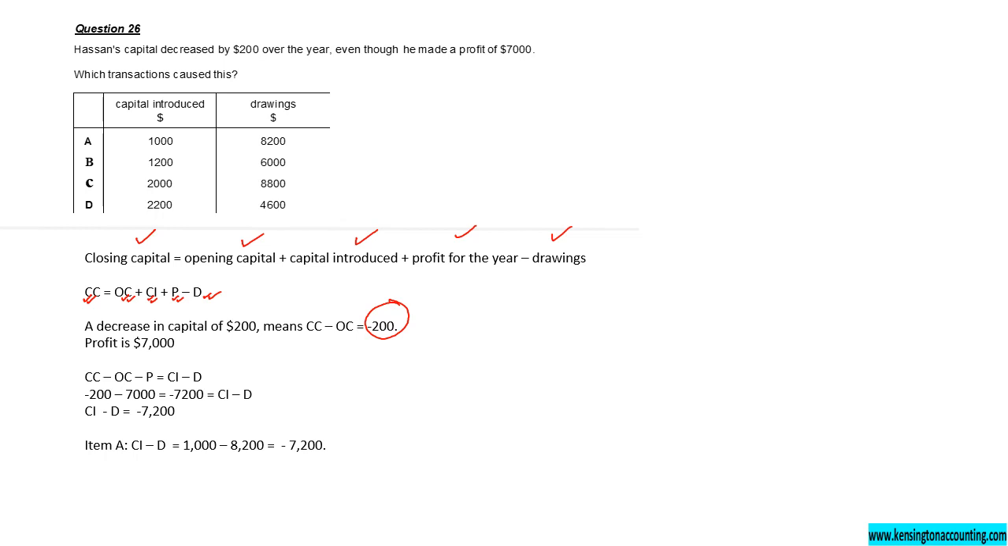CC minus OC minus P: if we send OC and P across, it will be minus 200, because CC minus OC is minus 200, and P is 7,000. So minus 200 minus 7,000 is equal to minus 7,200, which is equal to capital introduced minus drawings. Therefore, capital introduced minus drawings is minus 7,200. If you look at A, B, C, and D, only item A gives minus 7,200 when we subtract. Therefore, the answer is A.